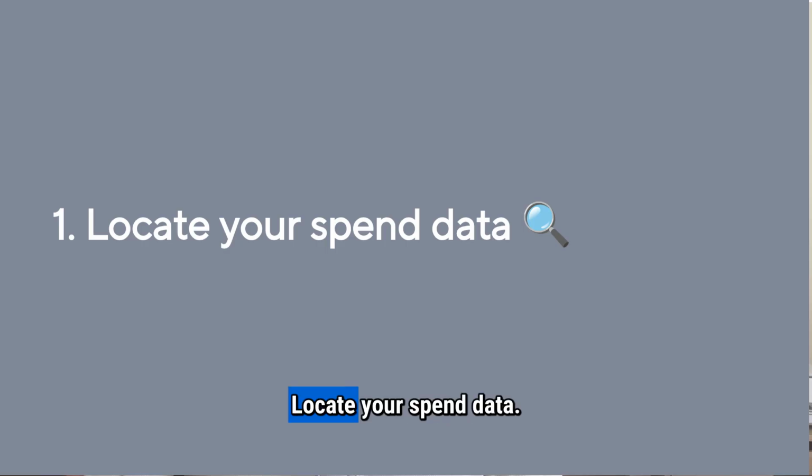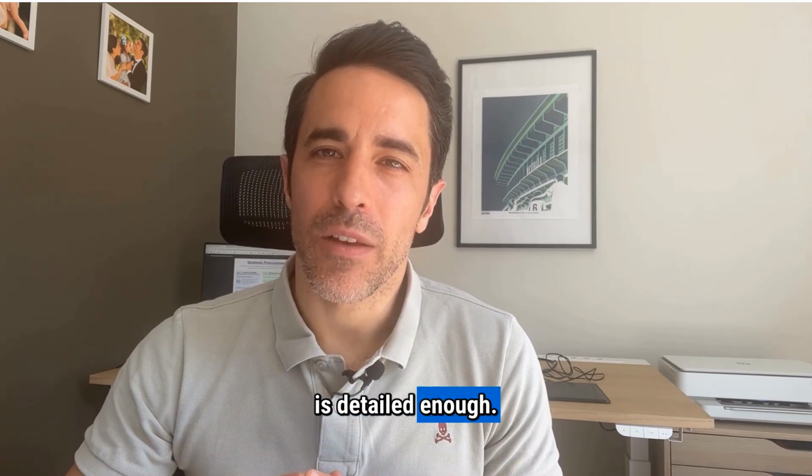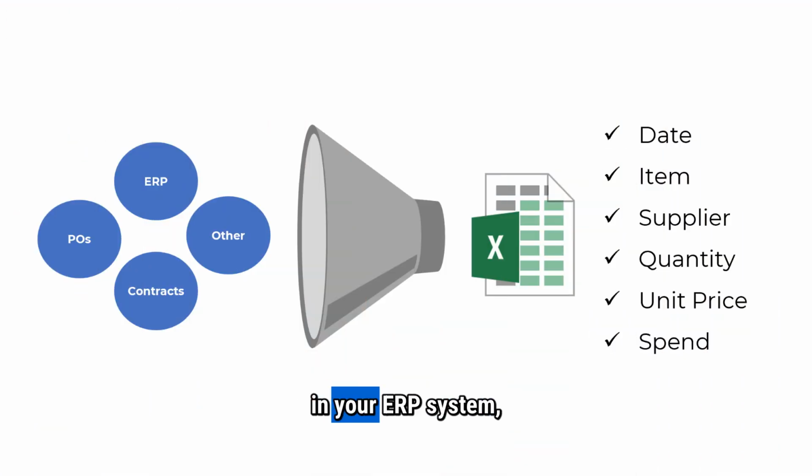1. Locate your spend data. Make sure your data is detailed enough. You'll usually find this in your ERP system, contracts, purchase orders, or other databases. Consolidate the data in an Excel file and make sure you have at least a column showing date, item, supplier, quantity, unit price, and spend.